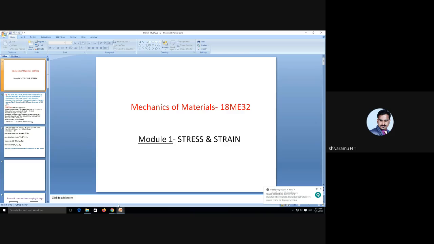In that we are going to find the deformation of the bar, and as well as we are going to consider the different sections or different portions of the materials to find the total elongation of the bar.